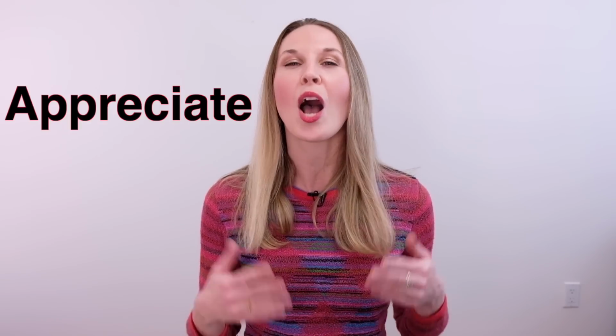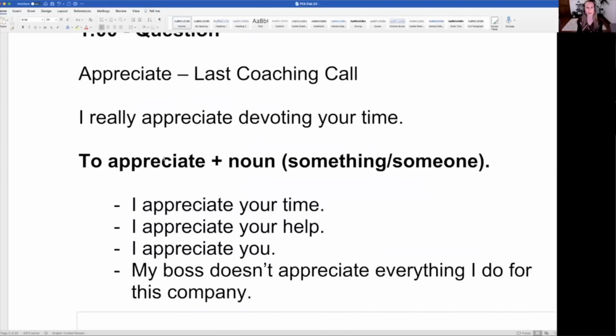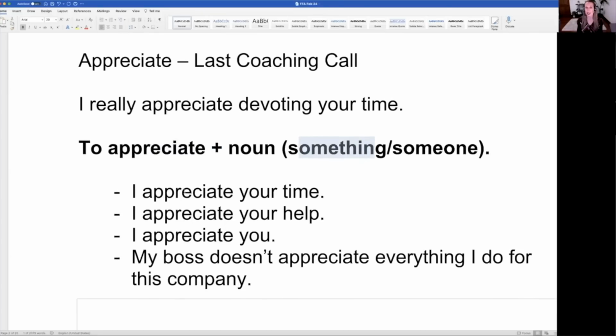Now let's talk about the different ways you can use the verb appreciate. So our first sentence structure is you can appreciate plus a noun. So this is the sentence structure. You would have obviously a subject and then your verb appreciate conjugated with your subject and time reference. And then followed by the word appreciate, you have a noun. A noun is either a something or a someone. So you can say, "I appreciate your time."